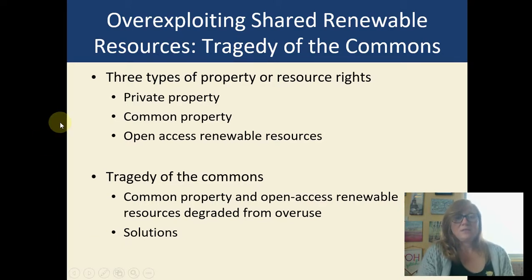So I'm going to talk about these property rights. You have three types. They can be private, so I own it, and no one else can graze on this land or do whatever to it. There's common property, which belongs to everybody in the area. And there's open access renewable resources. When you think about the tragedy of the commons, common property and open access renewable resources get degraded and ruined because people overuse them. But with private property, maybe you're going to take better care of it. So we have to find solutions to that.